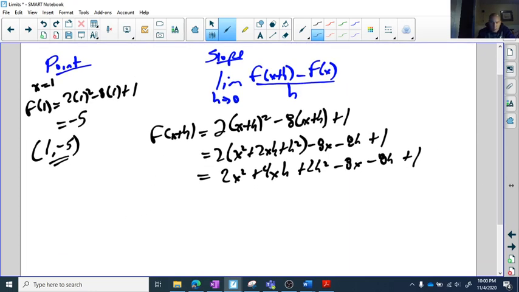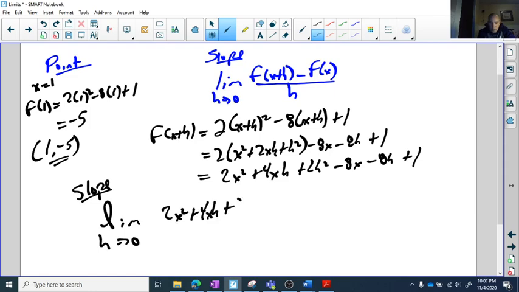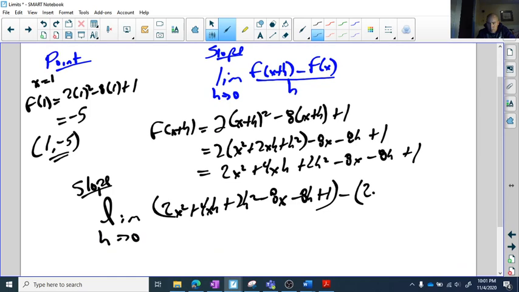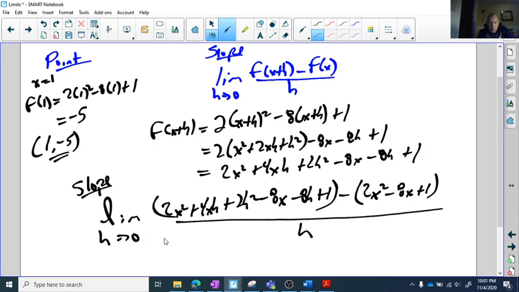All right, so we're going to go to this formula. This is used to find the slope of a tangent. That's what the formula is for. It is found by putting f at x plus h, so 2x squared plus 4xh plus 2h squared minus 8x, take away 8h plus 1, there's f at x plus h, right? Take away f of x, so that's the original function, 2x squared minus 8x plus 1. And that's all divided by h, as h goes to 0.